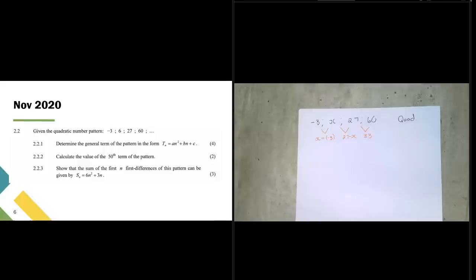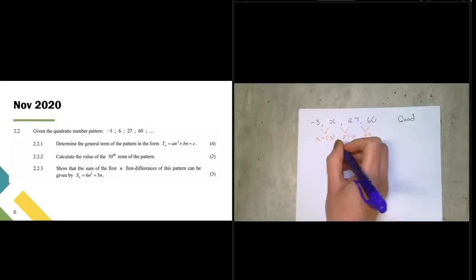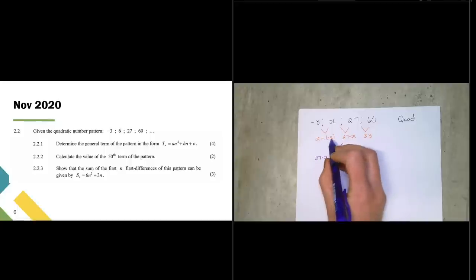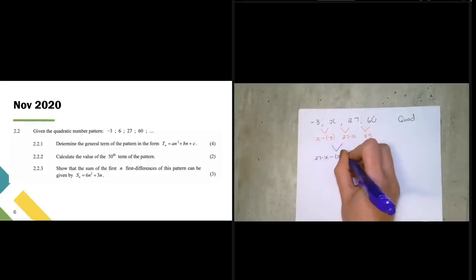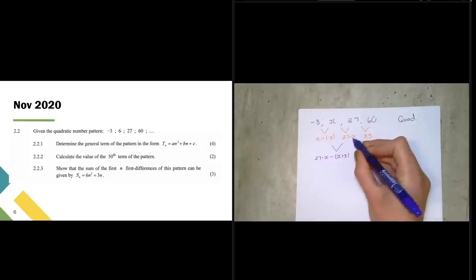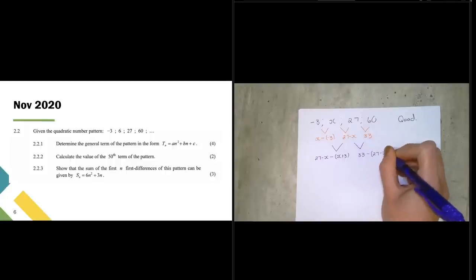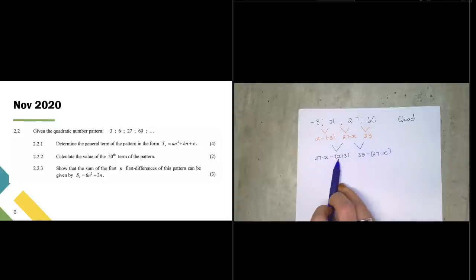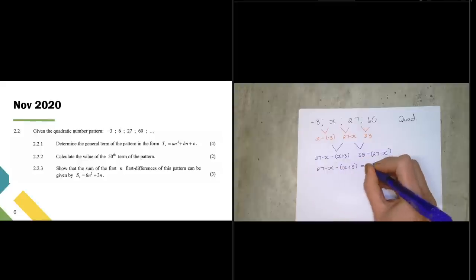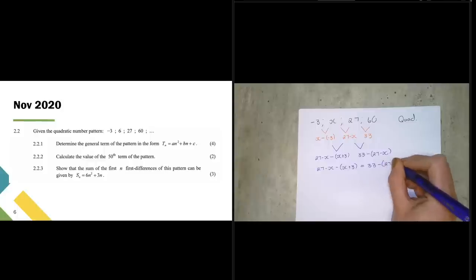Then I have to do it a second time because that's my first differences. Just remember, a negative and a negative makes a positive. So now I would go 27 minus x minus, that becomes x plus 3. And then on the second one, 33 minus, don't forget the bracket, 27 minus x. What do you know about the second differences? The second differences have to be equal. So I know I can set up an equation now. So I can say 27 minus x plus 3 must be equal to 33 minus, in brackets, 27 minus x.